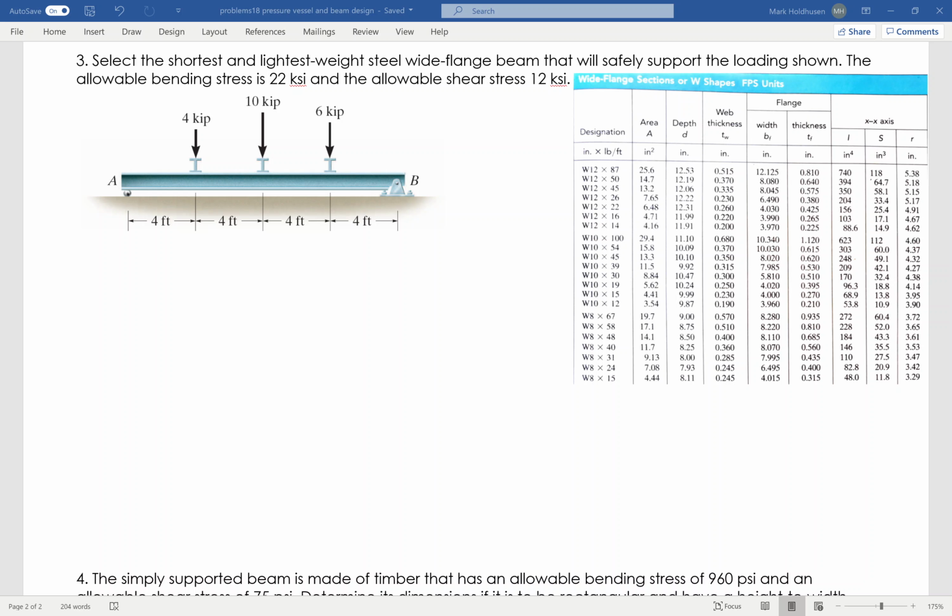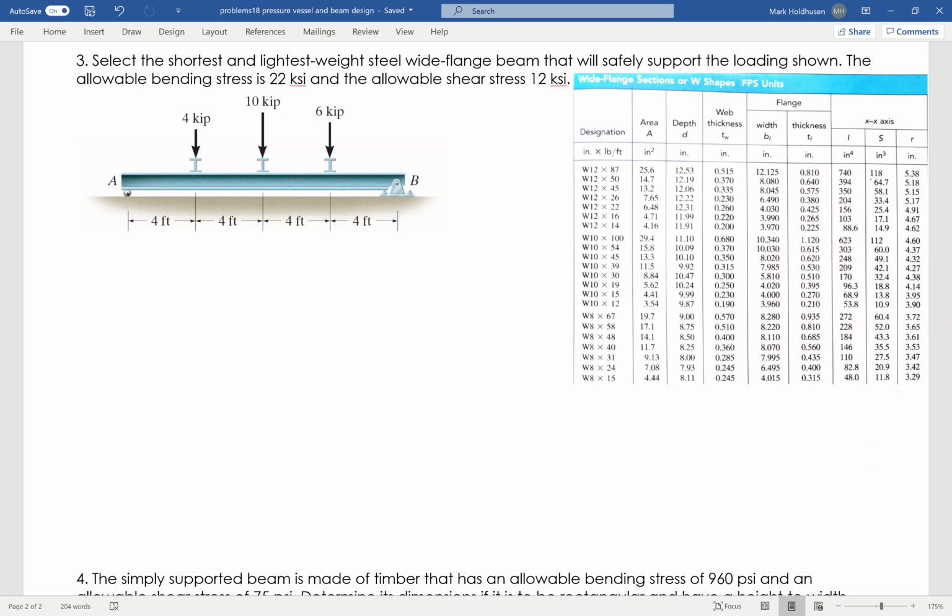Okay, so in this problem, I've got a beam, and I want to find the lightest weight wide flange beam that will safely support this load, knowing that I have allowable bending stress of 22 KSI and allowable shear stress of 12 KSI. We're going to use Appendix B out of the back of the book, and that's that table that you see right there. We'll get to that in a little bit.